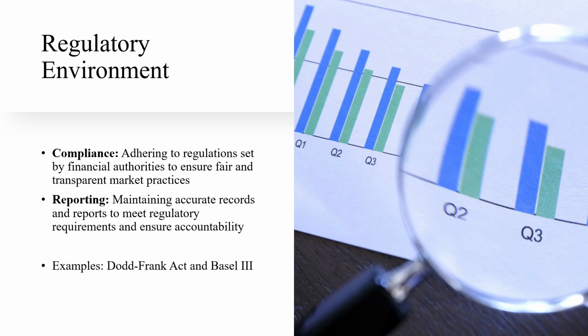Lastly, we have the regulatory environment, which is very important in sales and trading and in all areas of finance. The first one is compliance. This is adhering to regulations set by financial authorities to ensure fair and transparent market practices. Two examples of these would be the Dodd-Frank Act, which was put in place to prevent excessive risk taking that could lead to a financial crisis. That's a very common one you will see in a lot of financial classes or courses. Next will be Basel III. This is an international regulatory framework specifically for banks.